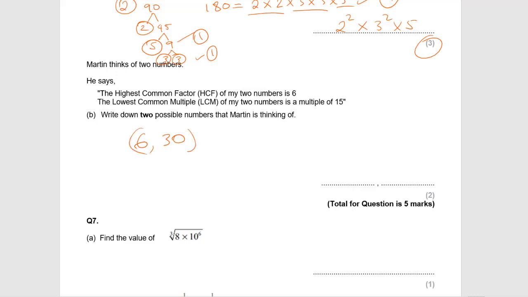Now this is not the only set of answers. We can also have 12 and 30 as well, and we can carry on. But we need only one set of answers, so just go for 6 and 30, and this is worth 2 marks, 1 mark for each correct answer.